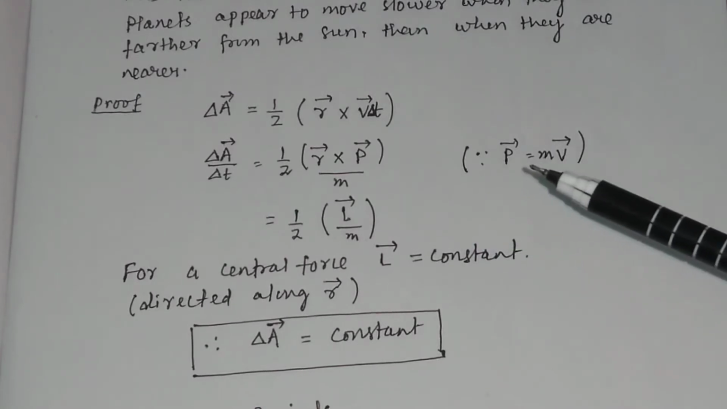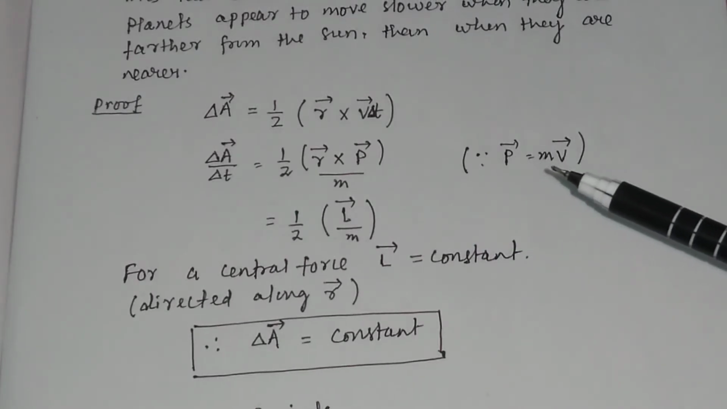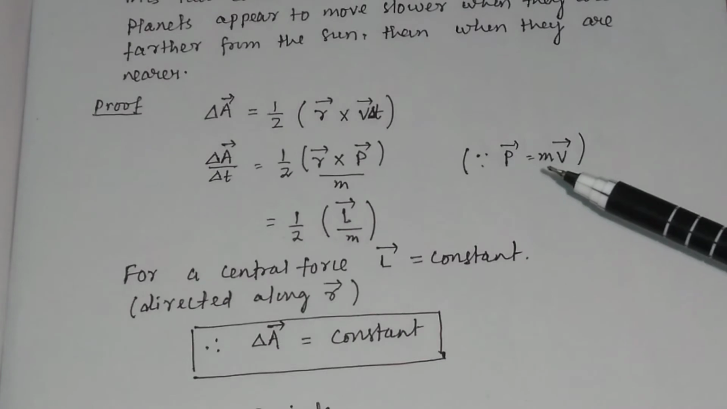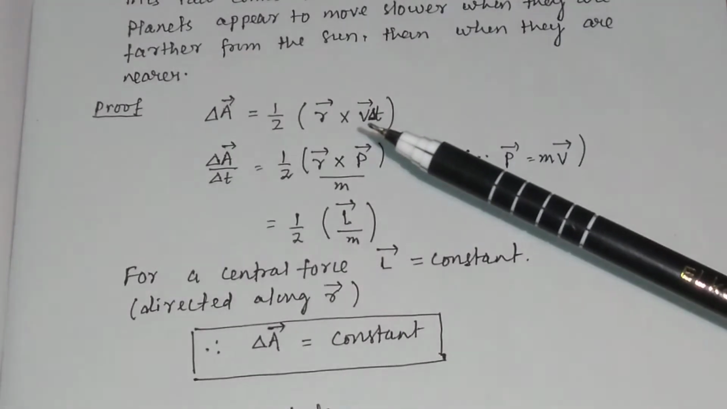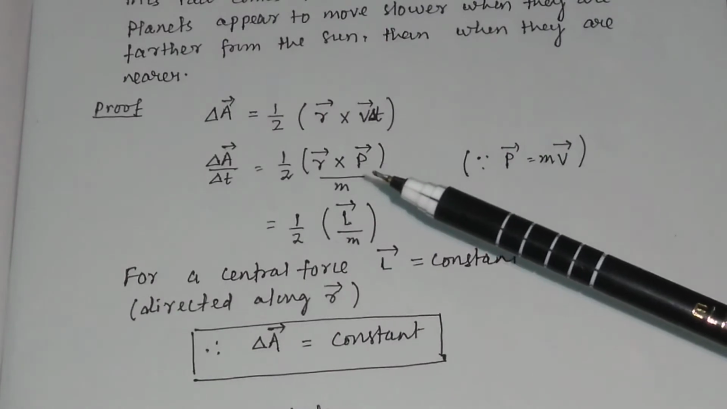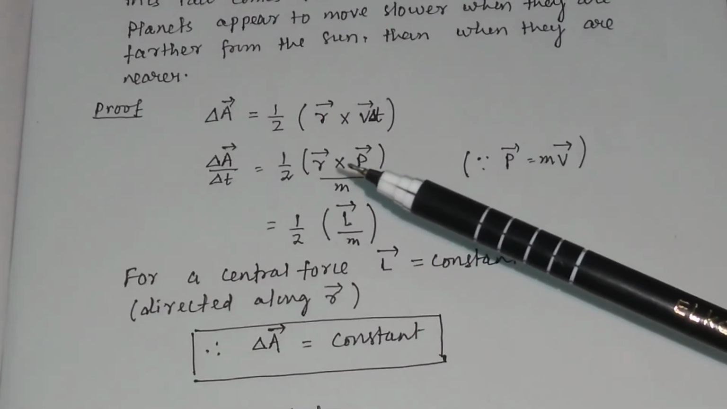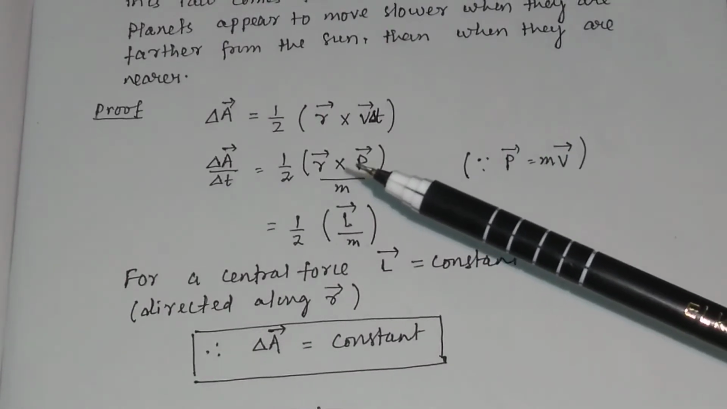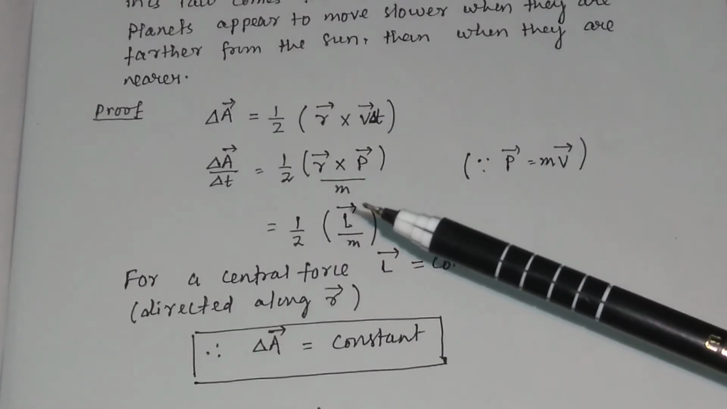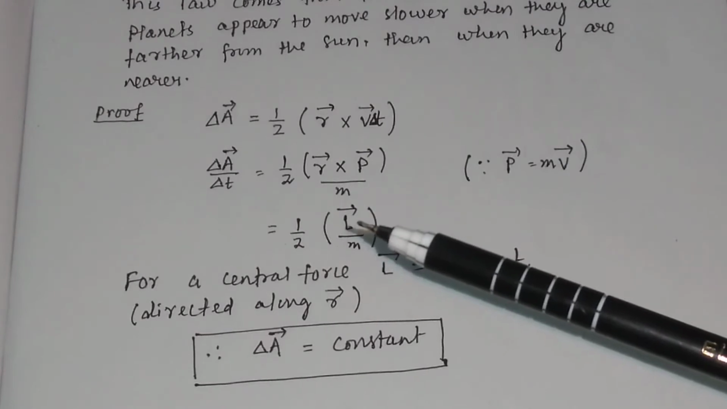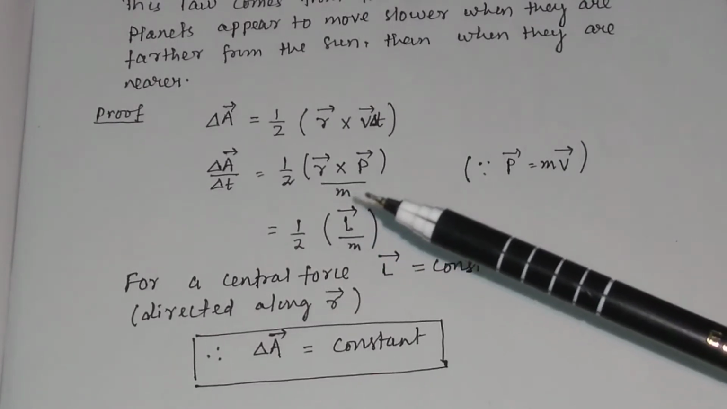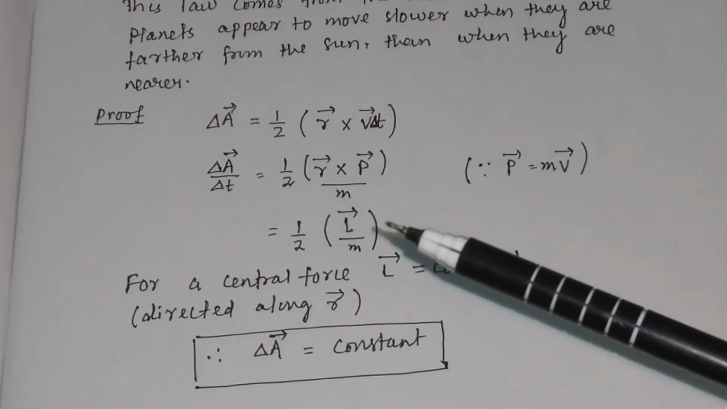But we know momentum P is equal to mass times velocity. So velocity will be equal to momentum divided by mass. So you substitute here, instead of V you write momentum divided by mass. So here you have R cross P. R cross P will give you the angular momentum vector. P is the linear momentum vector and L is the angular momentum vector. So R cross P will give you the angular momentum vector.